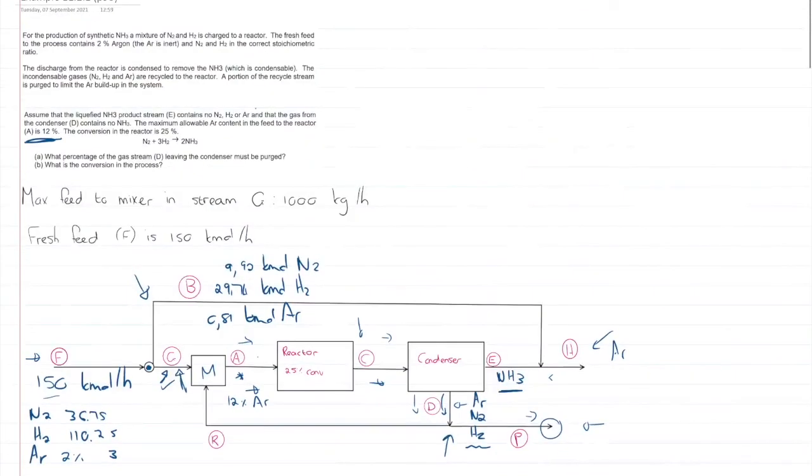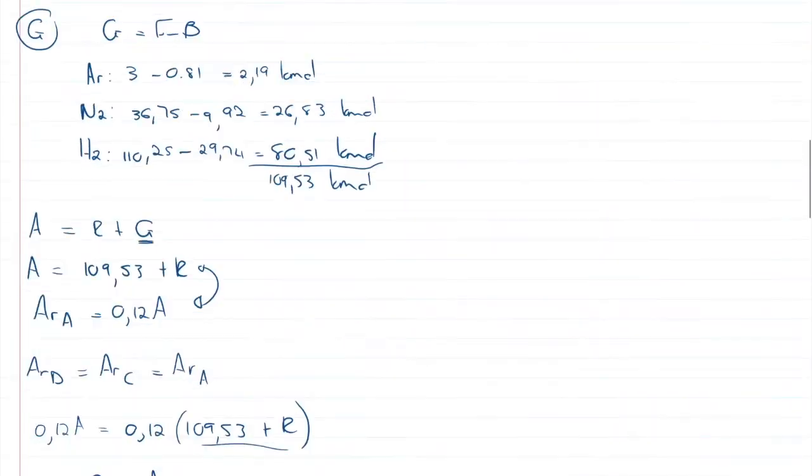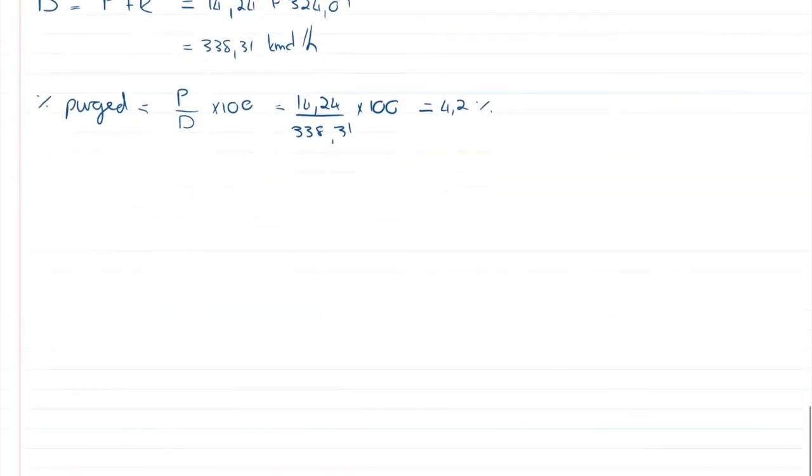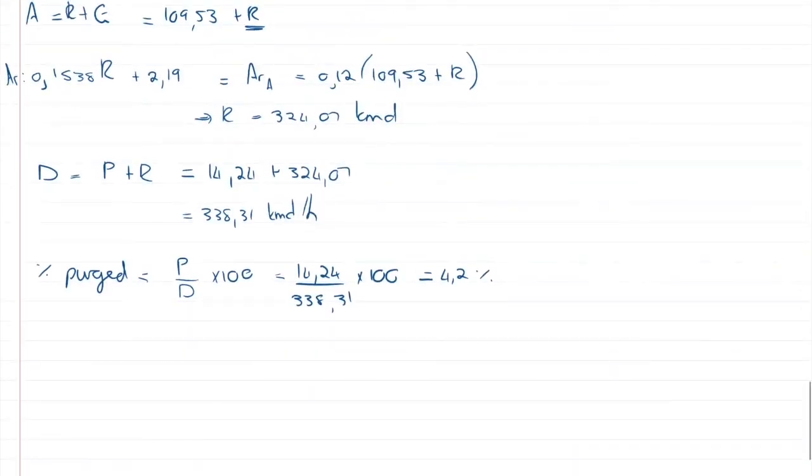Now we can do question B, where they ask for the overall conversion in the process. So we need to know how much NH3 we get out here in the final stream H. And for that, we need information surrounding the reactor. So we need to know how much nitrogen and hydrogen there is in A that converted to ammonia. So we still know that since 12% of A is argon, 88% of A is nitrogen and hydrogen. That is still true.